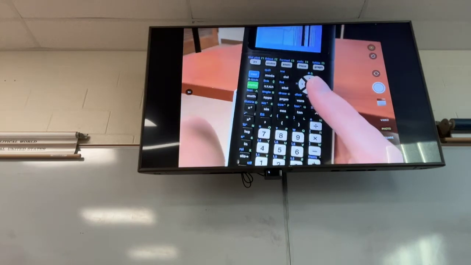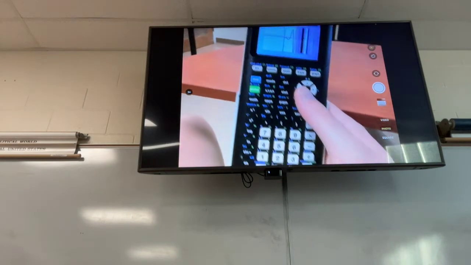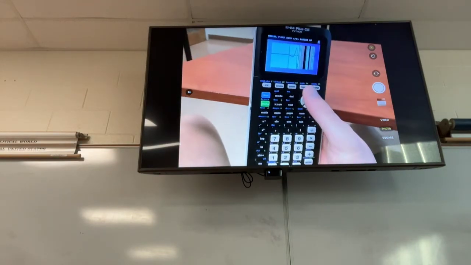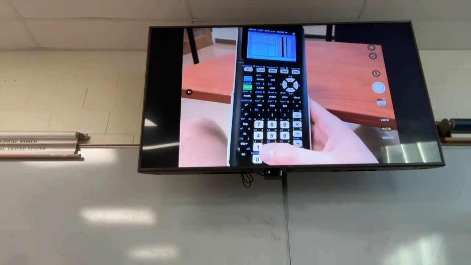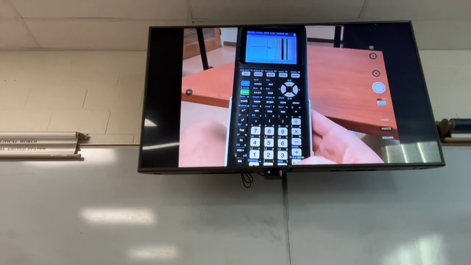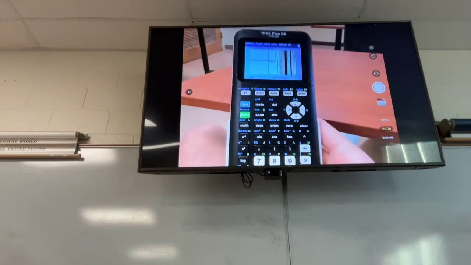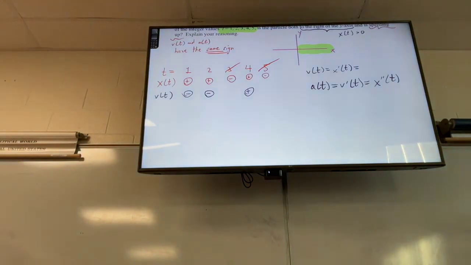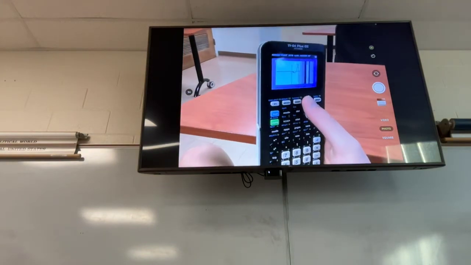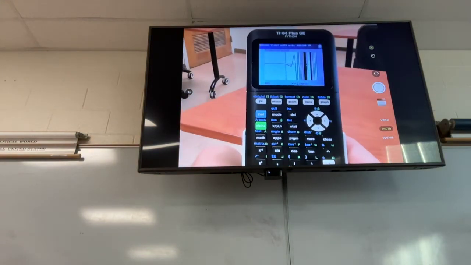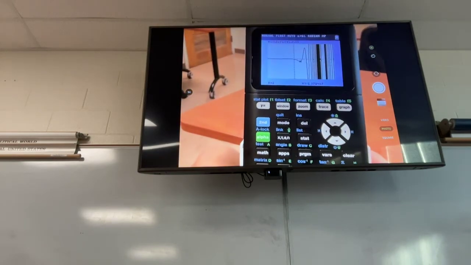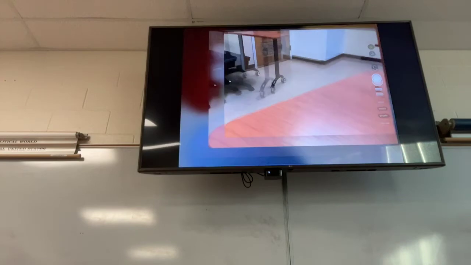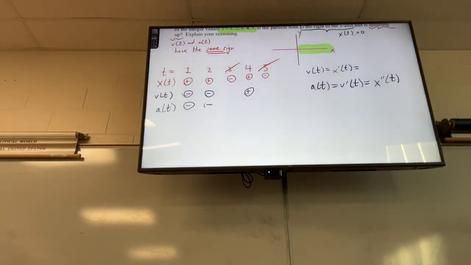Alright, so now we need to plug 1, 2, and 4 into this acceleration function, okay? So hit trace, hit 1, that means we plug 1 into our acceleration function graph here, hit enter, negative 0.7. So for t equals 1, our acceleration is negative. Okay, t equals 2, so trace 2, enter. Our acceleration, look, that's a negative number, negative 1.378407. So for t equals 2, our acceleration is negative.